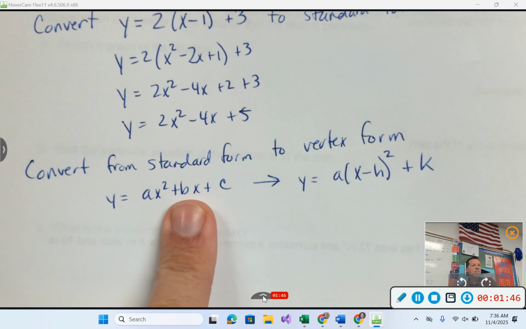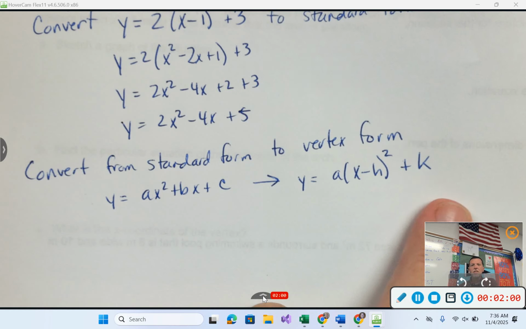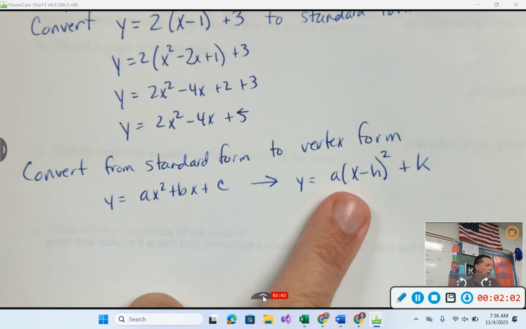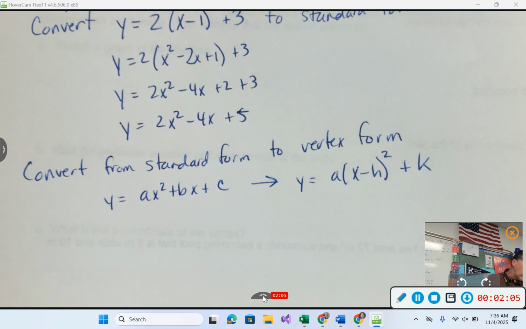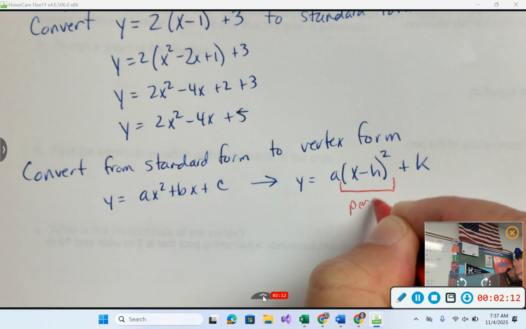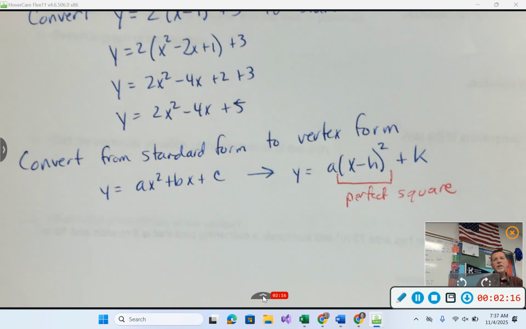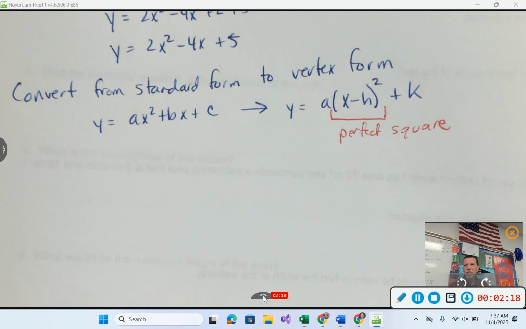How do you find the vertex in standard form? Just a reminder, if you're stuck with this, negative b over 2a, and then you got to plug it back in. So that's kind of annoying, as opposed to, well, the vertex here is h and k. So we're going to take standard form and turn it into vertex form. And kind of the key step here is there's a perfect square in there, and so we need to force there to be a perfect square.